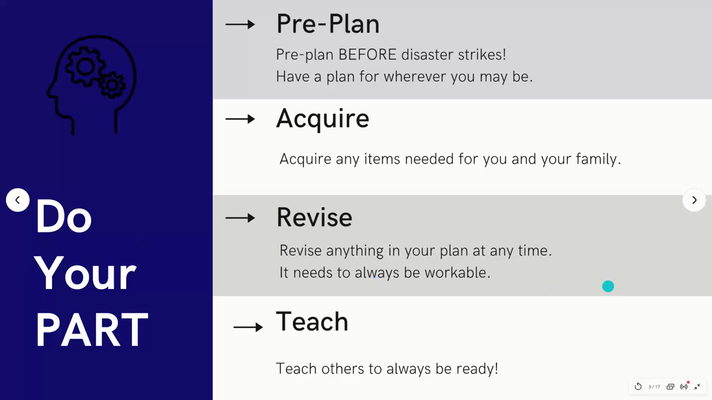So sorry about that. Okay, so we want to discuss how our citizens can do their part. It's very important to make sure that we can take care of ourselves during all hazards. And then we want you to have an all hazards approach, which means you're ready for anything. So you want to pre-plan before your disaster comes, and have a plan for wherever you may be. So make sure this is workable, whether you're at home, at work, or at school. Acquire your items needed for you and your family ahead of time, and revise your plan for any circumstances that may change in your life.